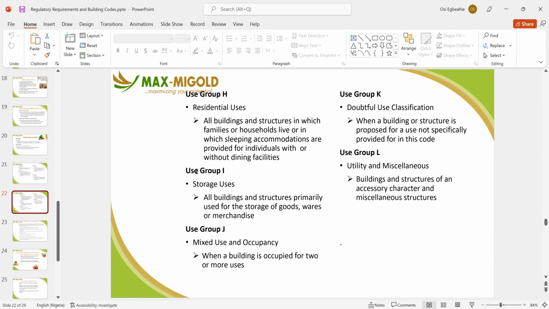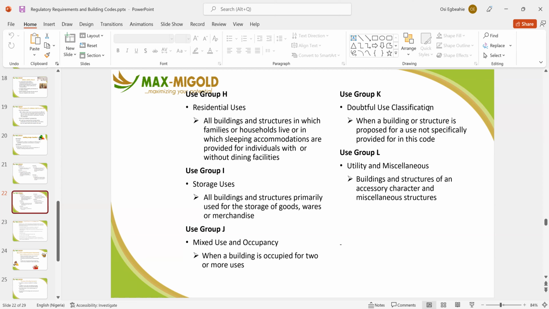You have Group I, storage uses. This is for warehousing. All these large warehouses, that's where they fall under. You have Group J, which has to do with mixed use occupancy. Mixed use buildings, buildings that combine either offices or residential, office, hotel, and all that.